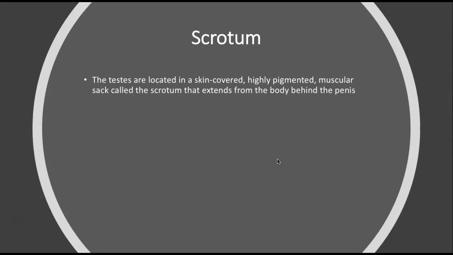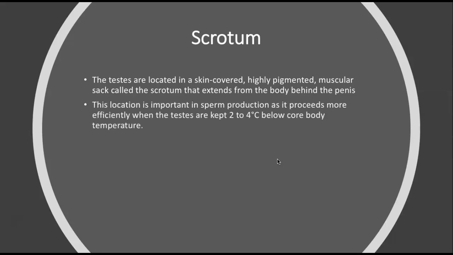And the scrotum extends away from the body and behind the penis. The location is important in sperm production because sperm production proceeds more efficiently when the testes are kept about 2 to 4 degrees Celsius cooler than core body temperature.